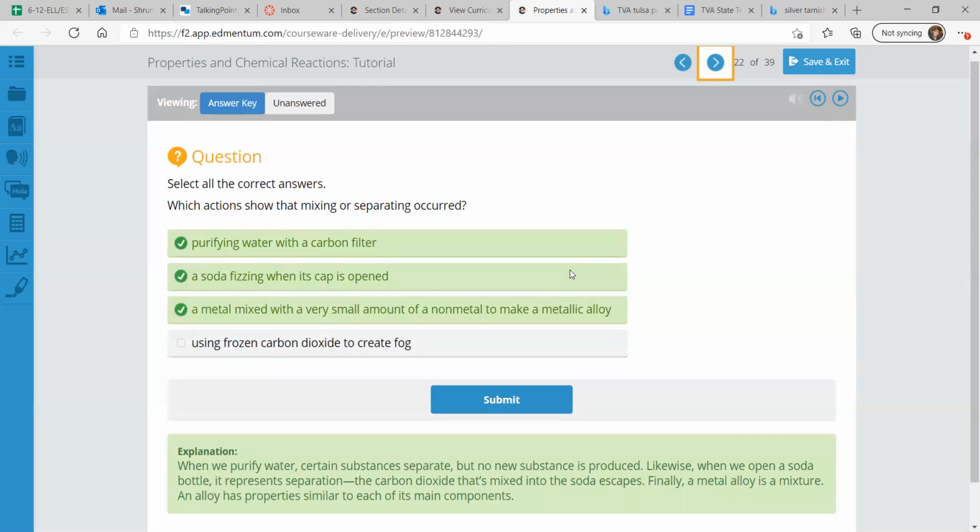Which actions show that mixing or separating occurred? Purifying water with a carbon filter, a soda fizzing when its cap is opened, a metal mixed with a very small amount of a non-metal to make a metallic alloy. When we purify water, certain substances separate and they do not come through the filter. But no new substance is actually produced. You're just holding back certain substances so the water is free from impurities. It's still water. Likewise, when we open a can of soda or a soda bottle, it represents separation. The carbon dioxide that mixed into the soda escapes. And finally, a metal alloy is a mixture. An alloy has properties similar to each of its main components.